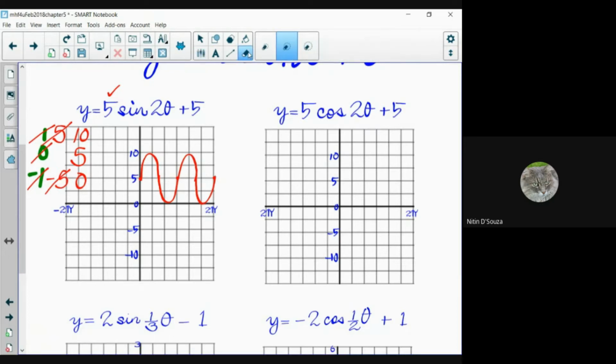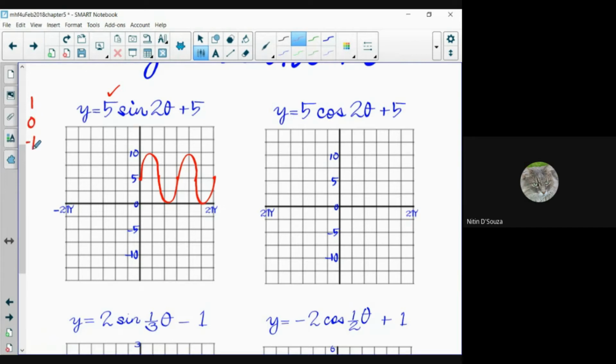So if you miss that, you know that sine theta normally goes from 1 to 0 to minus 1. The 5 changes that. 5, 0, minus 5. When you add 5 to all the y values, 5 becomes 10, 0 becomes 5, minus 5 becomes 0. So now you know your graph goes from 0 to 5 to 10. The 2 tells you from here to here, you should have 2 sine curves. So you've got one sine curve, second sine.